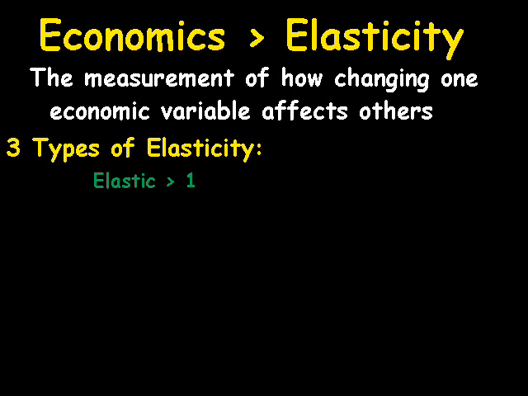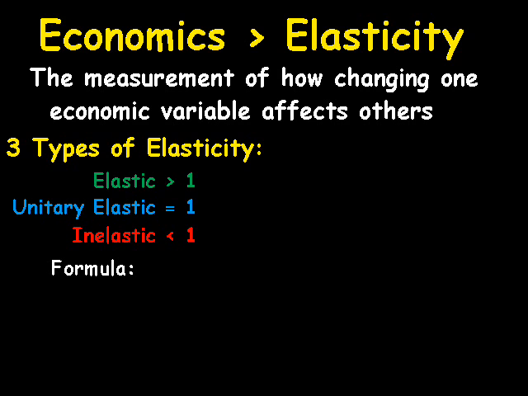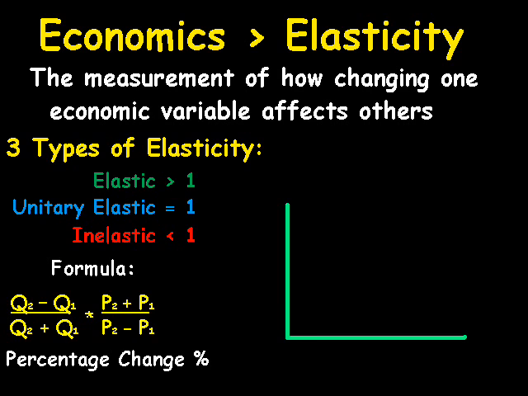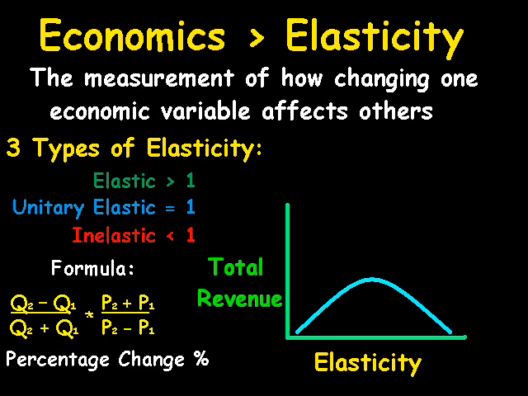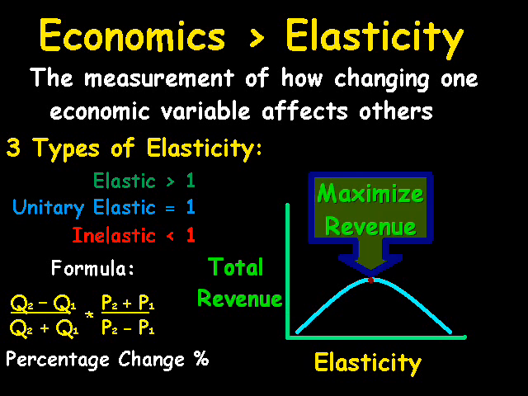There's unitary elastic, where it's equal to one. And then there's inelastic, where the slope is less than one, and that's typically where the producer is benefiting. Now, what I've got here is a formula, and we're not going to cover the formula. We're going to try to cover the concept, but I'm going to list the formula there anyway. And basically, the concept of elasticity is we're trying to maximize total revenue. So we want to figure out the point, or the price in this case, that maximizes total revenue.